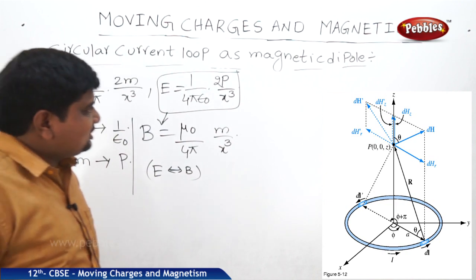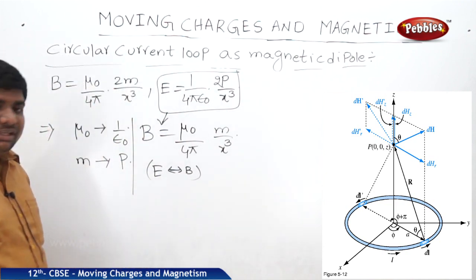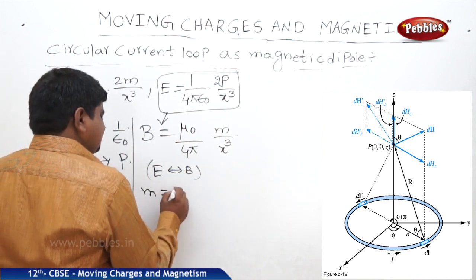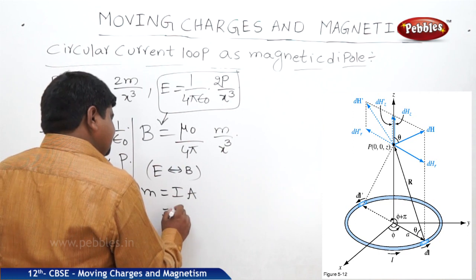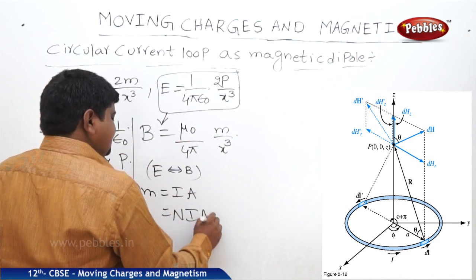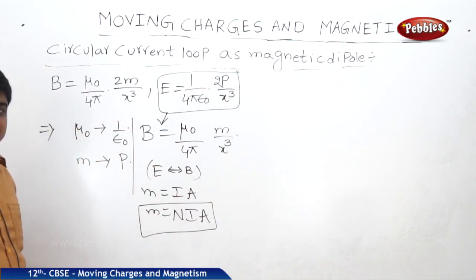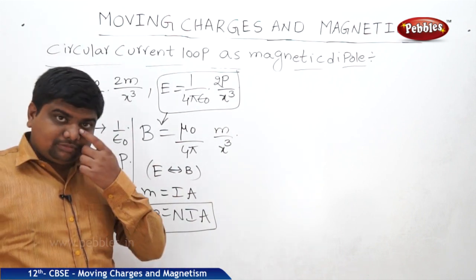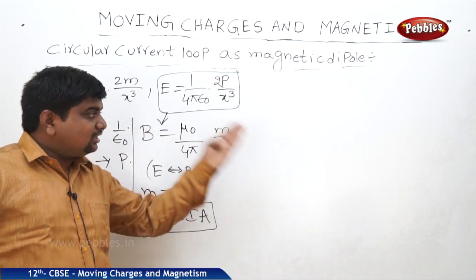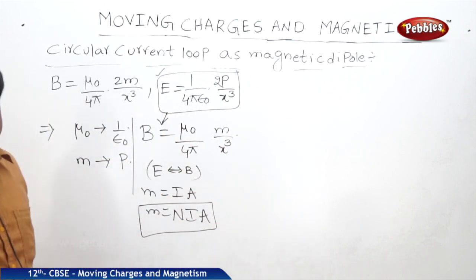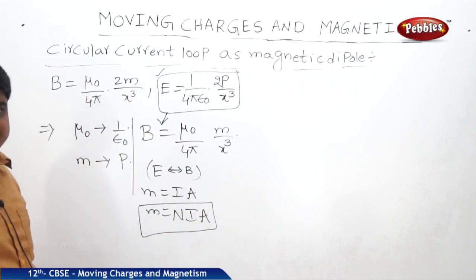So from this expression we can say that a current carrying loop acts as the electric dipole as well as magnetic dipole, and its magnetic momentum is equal to IA. If it has N turns, it is NIA. These are the very important terms which are useful for the problems in another section or another chapter. So this expression was already there in the electrostatics chapter. We can check these equations also.